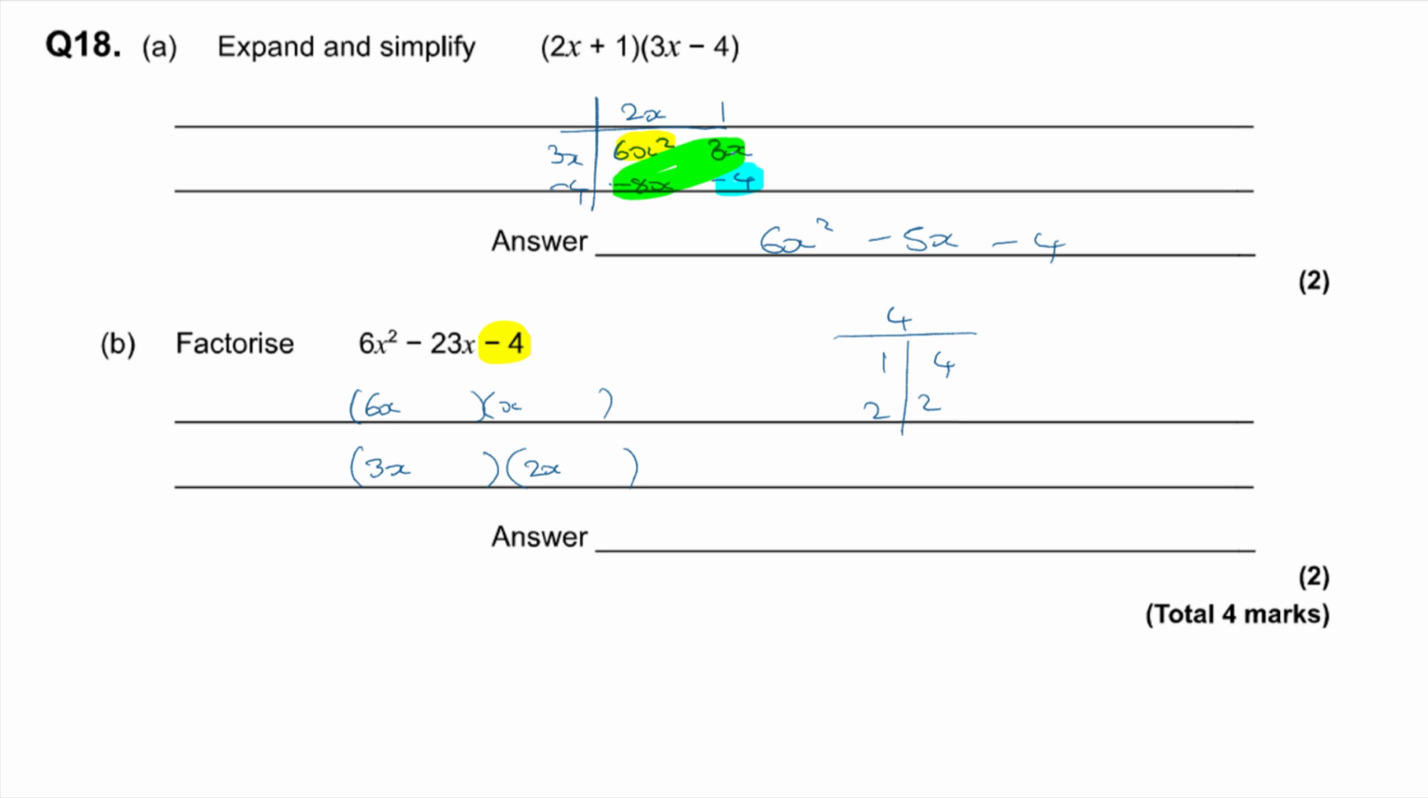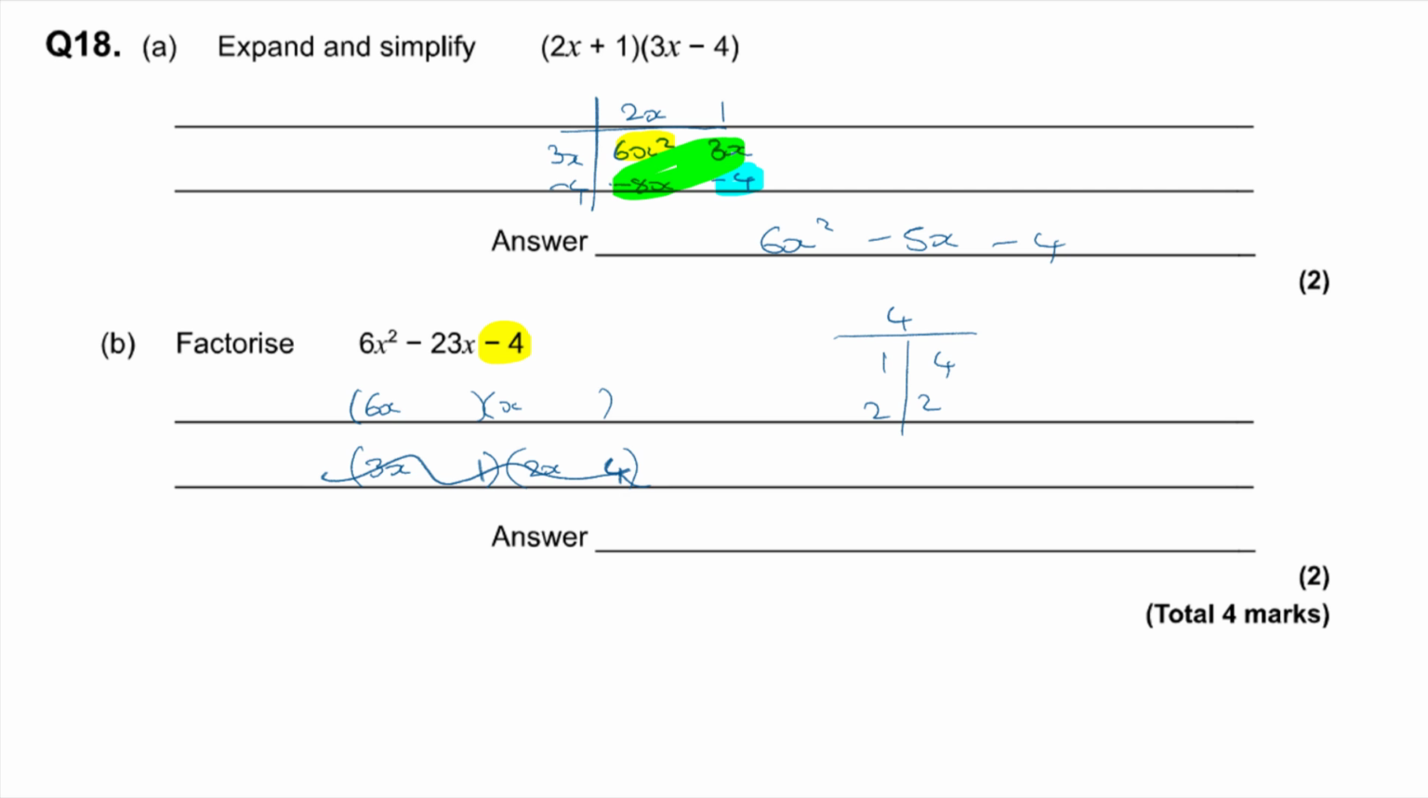So let me look at the 3x and the 2x first. If I put the 2 and the 2 here, that's never going to work, is it? I'm not going to get anywhere close. If I put the 4 there and the 1 there, then 3x times 4, that's 12x. Again, I'm not going to get close to minus 23, so it's not this way round.